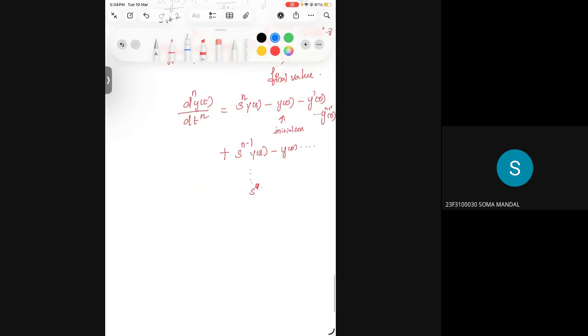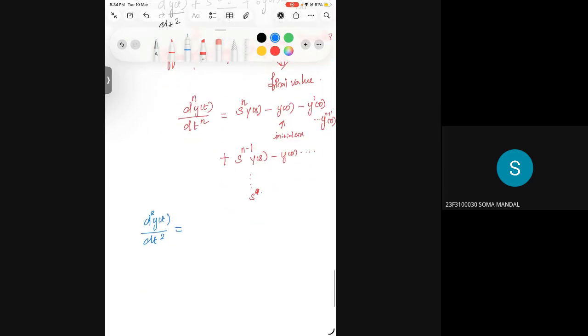Now, the question has been asked for d²y(t)/dt². We'll solve one by one. First, how can we write this? s² y(s) minus y(0) minus y dash of 0, plus s y(s) minus y(0). Any doubt in this? This y of 0 will change based on the question.